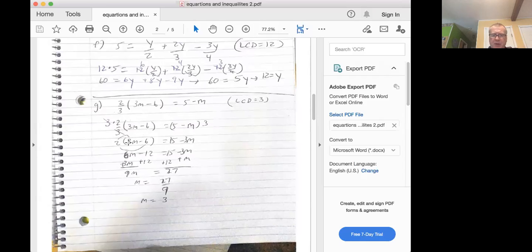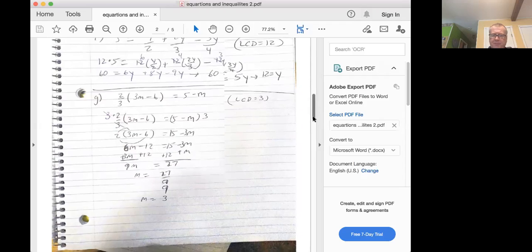And so that gives us 2 times 3m minus 6. Distributing the 2 gives us 6m minus 12. Distributing the 3 over here gives us 15 minus 3m. And then you can follow along and find that we get m equals 3.